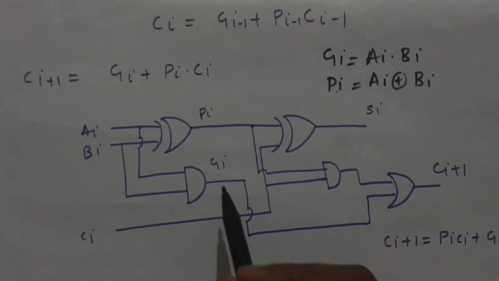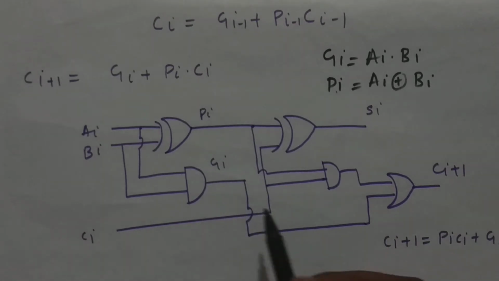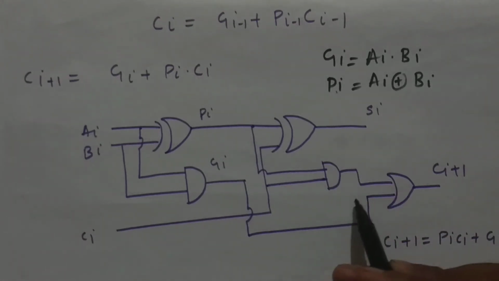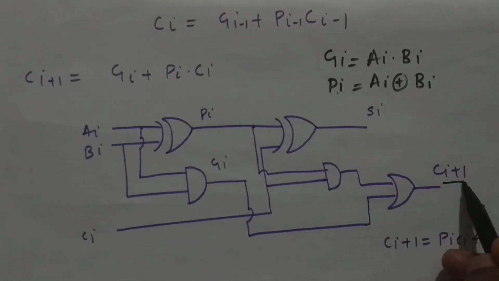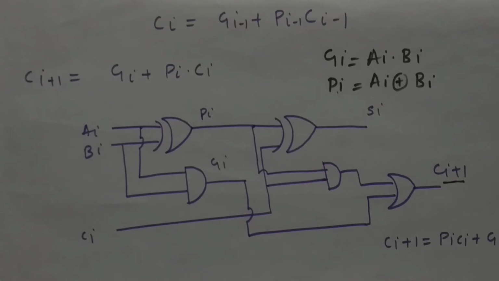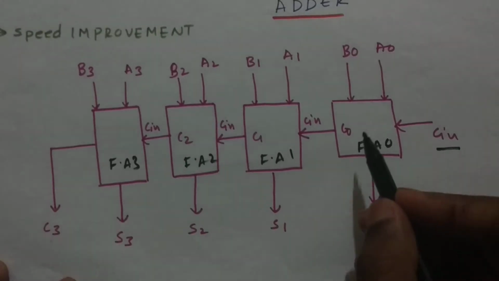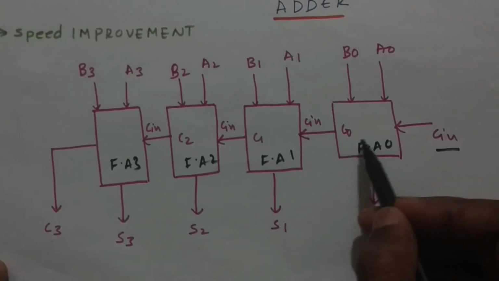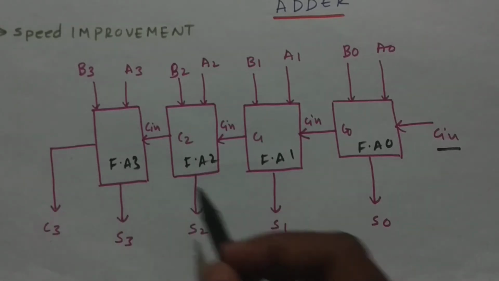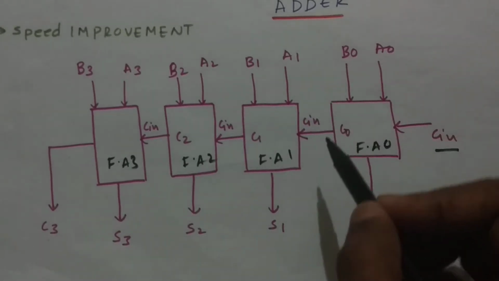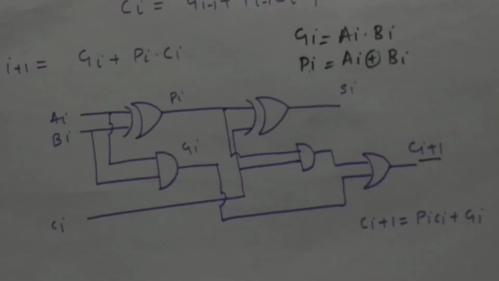We will get Pi over here and Gi over here, and we have some extra delay of the AND gate and OR gate to get Ci+1, which will be common in every stage. To generate C0 over here, a certain amount of delay is there, which will be common in every stage. But if we get the Cin at the same time, in parallel, then we can reduce it. So let's see how it's done.